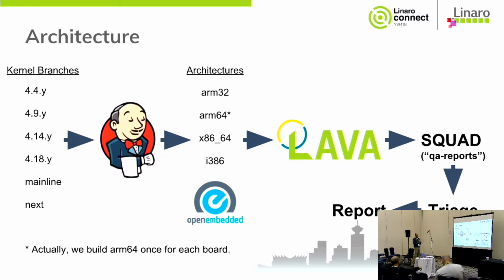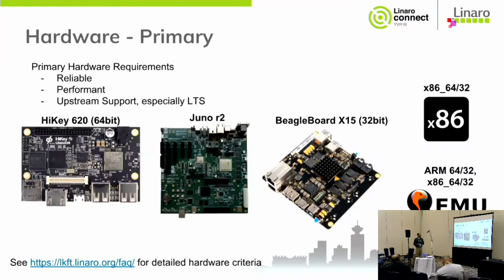Once the build's complete, LAVA runs over 200 jobs per environment, and then the reports get aggregated in QA Reports, which is SQUAD. So SQUAD is the software, QA Reports is our instance of it, and I use them somewhat interchangeably depending on if I'm talking about the software or the website. So don't get confused, they're the same thing. And then we have a triage and a reporting process that we use in order to actually determine if there's any actual problems that we're detecting.